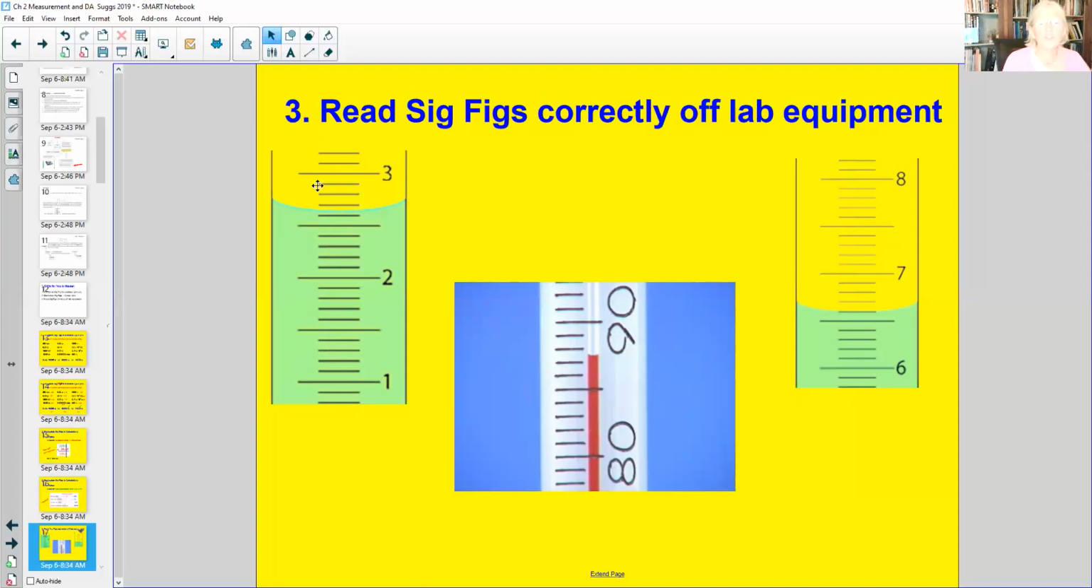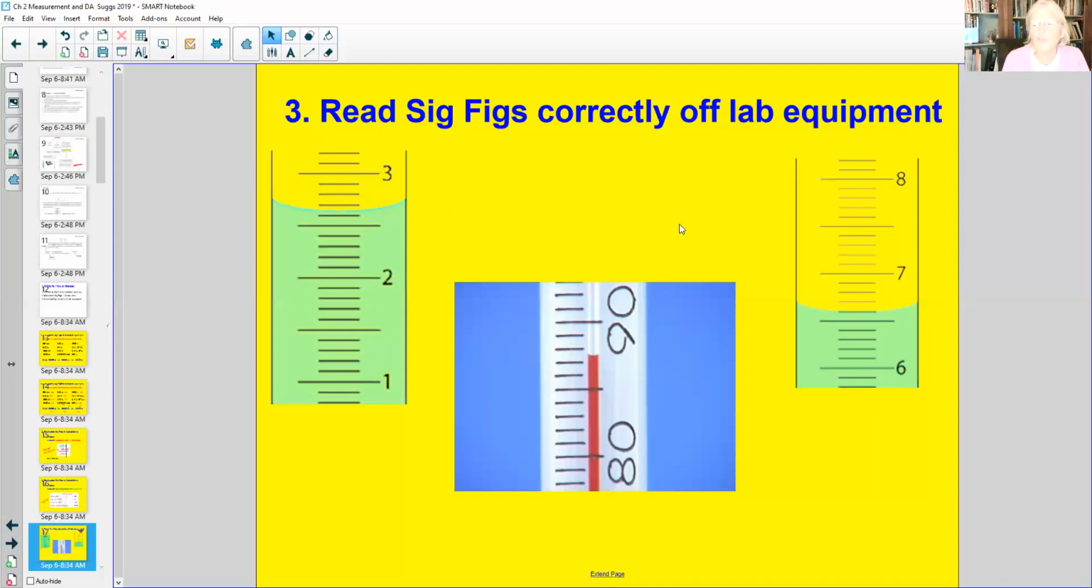So if you look at this first graduated cylinder, everybody knows the volume of this liquid is more than 2 mils, less than 3 mils. But what are these little lines representing? 2.1, 2.2, 2.3, 2.4, 2.5, 2.6. We know that the volume of liquid is more than 2.6, but not 2.7. We get to guess a number between those lines. I could divide it in half. I could divide it by tenths. I could divide it by fifths. You get to choose how to guess the uncertain digit. But we have to agree that this volume is 2.6 something.